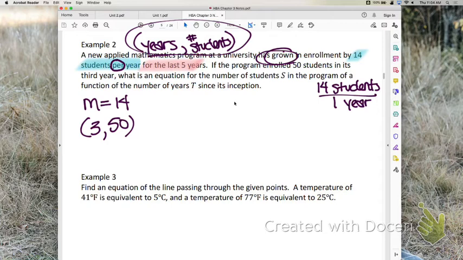Point slope form, right? y minus y1 equals m times x minus x1. But I'm not going there right now. Like I said, I want you to read the questions, pull out information. So take a minute on your own. Read example 3. Decide whether you're getting 2 points or slope and a point.